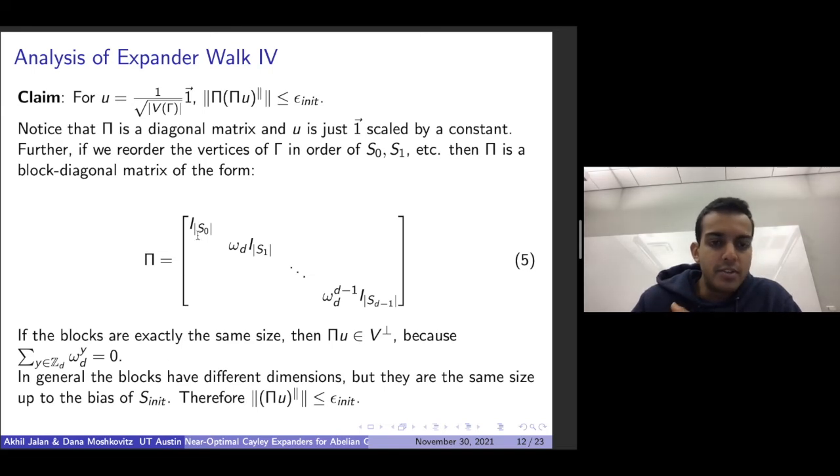And therefore, because these blocks all have roughly the same size, most of the mass of pi times u will be in perpendicular space. The component in parallel space will be pretty small, and we can actually bound the norm of this vector by epsilon initial. And so that gives our overall bound.